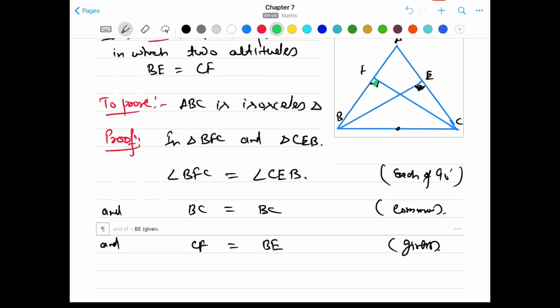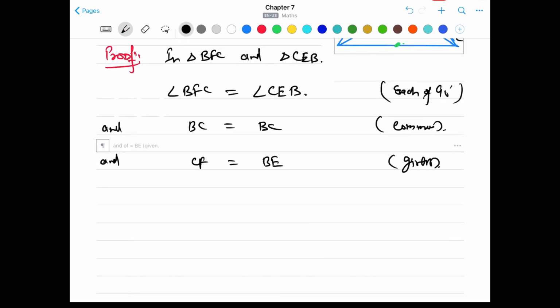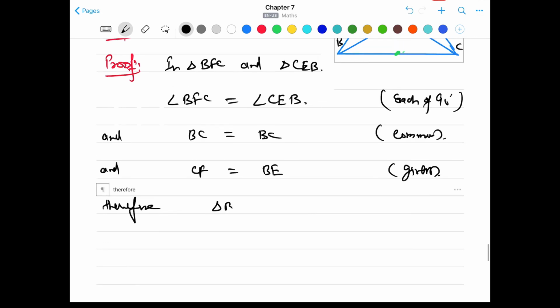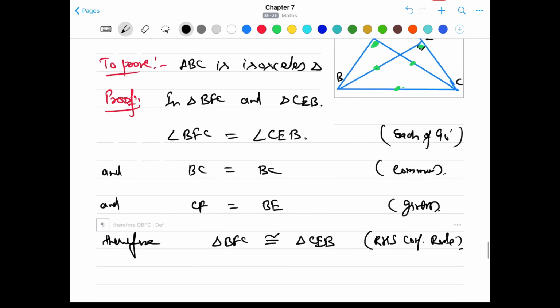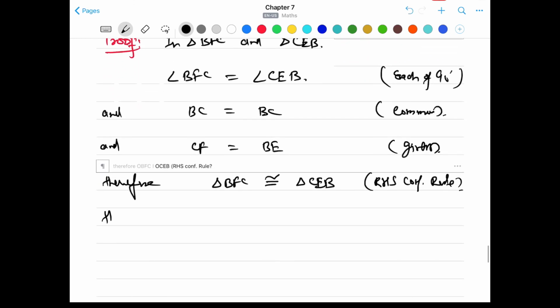So what we got is a right angle, hypotenuse, and the side this one. Similarly, right angle, hypotenuse, and side this one. So by RHS Congruence Rule, these two triangles are congruent. Therefore triangle BFC is congruent to triangle CEB, that too by RHS Congruence Rule.